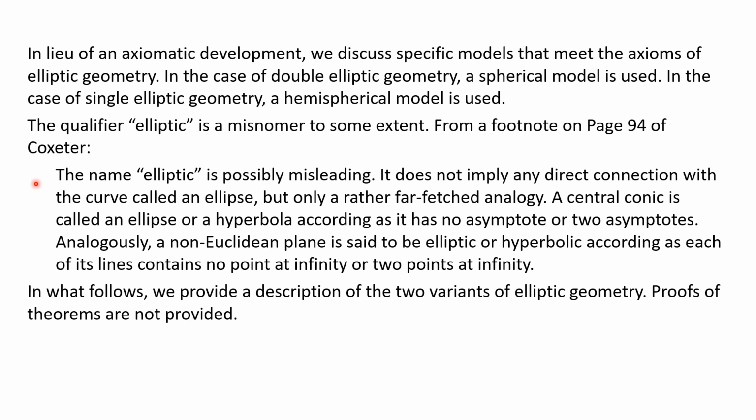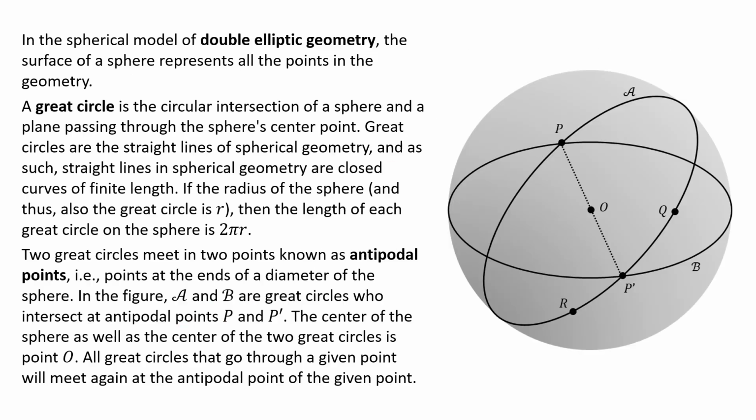So even the explanation is a little bit cryptic in terms of how the term elliptic got there. Again, it doesn't have to do with an ellipse. I guess that's the main point. In what follows, we'll have descriptions of two models, as I mentioned, for elliptic geometry, and I won't be giving any proofs, or at least for most of the things. I believe I did have one proof in what follows.